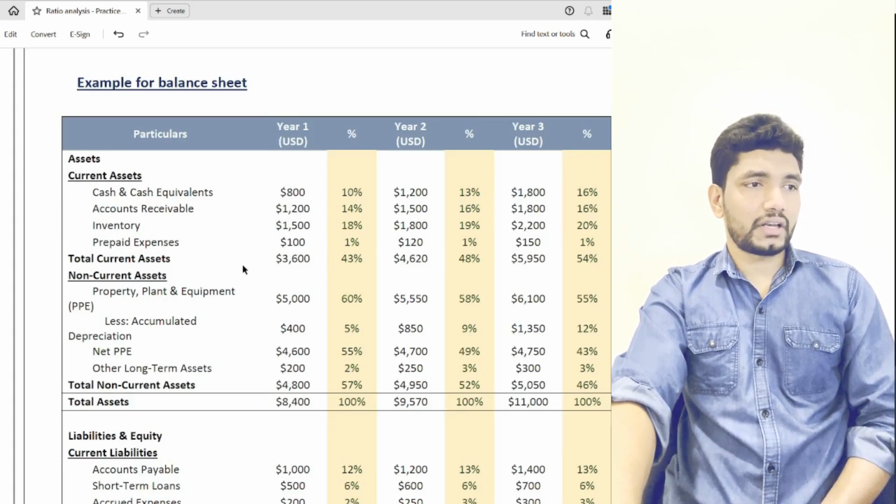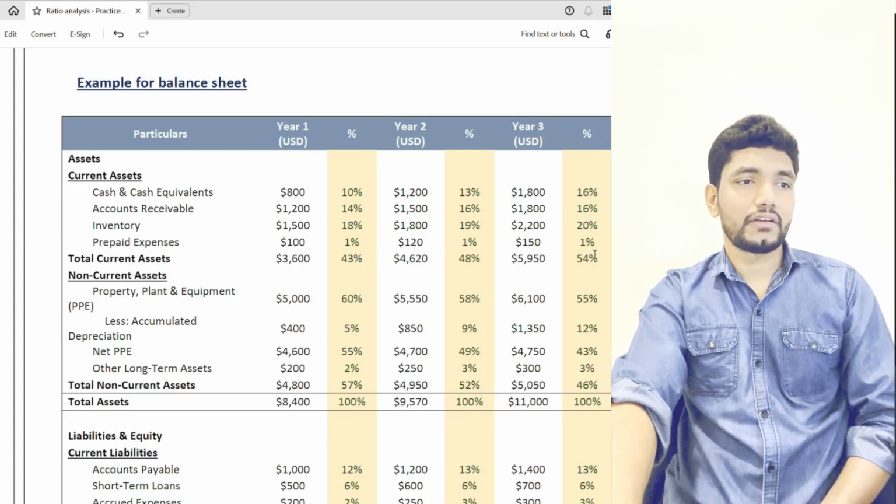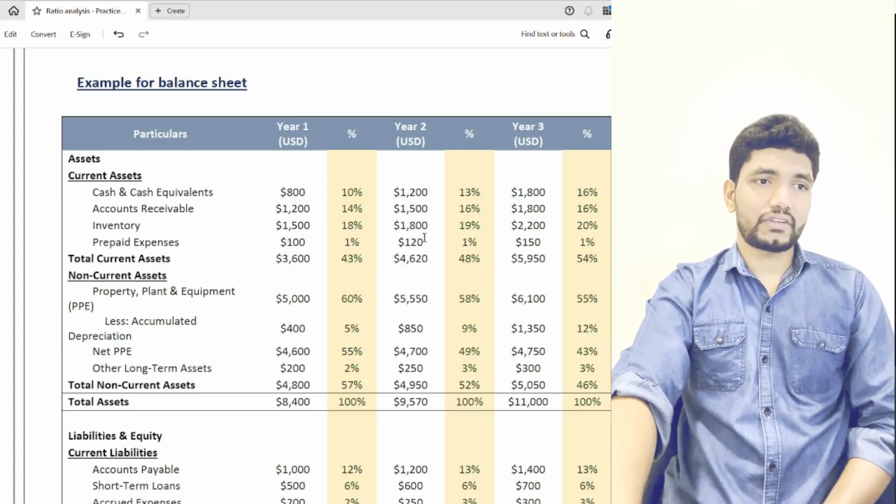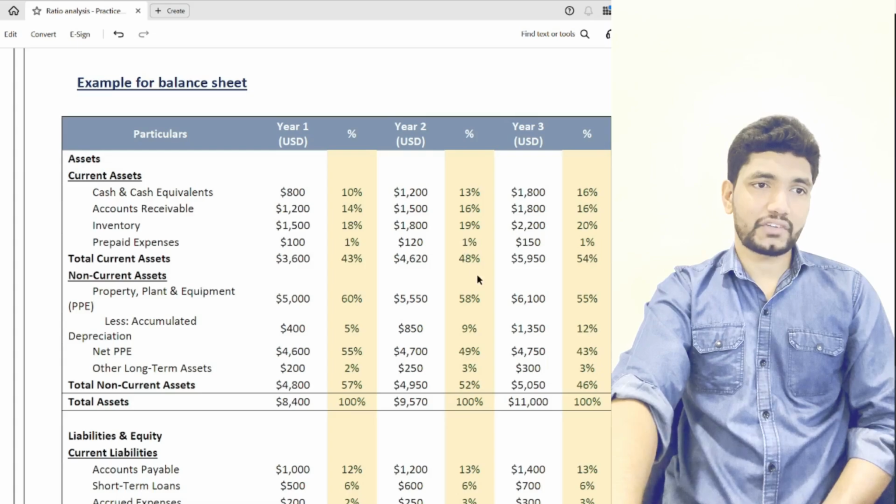So you can see the total current asset is increasing year to year. You can see in the beginning it is 43% of total asset. When it comes to year 2, it is 48%. And when it comes to year 3, it is 54%.